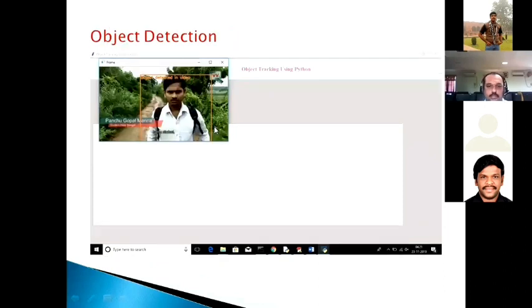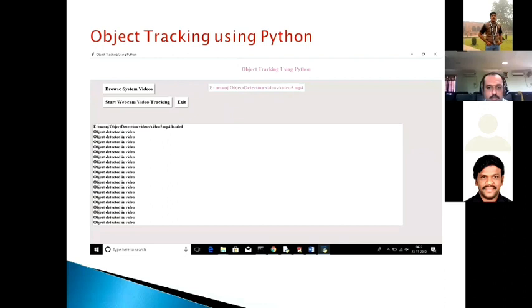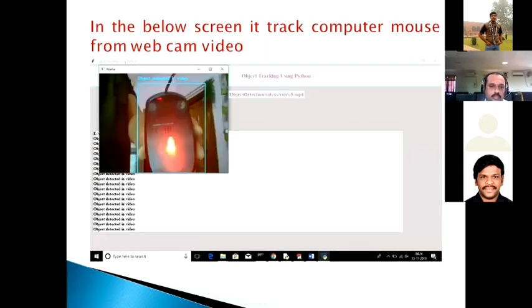So this is also one of the object detection. The object will be displayed. It will display that it belongs to one human. After that, we will enter the object videos. After using those objects, we can delete those objects.